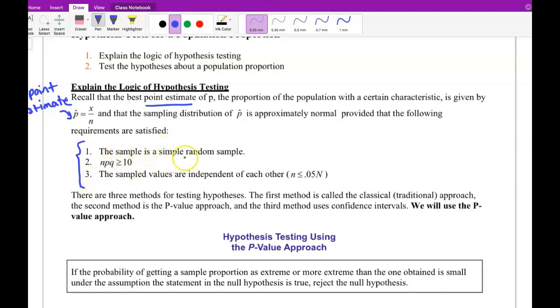The sample is a simple random sample. So the first part, we should have a simple random sample. Then n, the sample size, times p times q should be greater than or equal to 10. And the third one is that the sample values are independent. What that means is the sample size is less than or equal to 5% of the population size. So this was the sample size, and here was the population size.